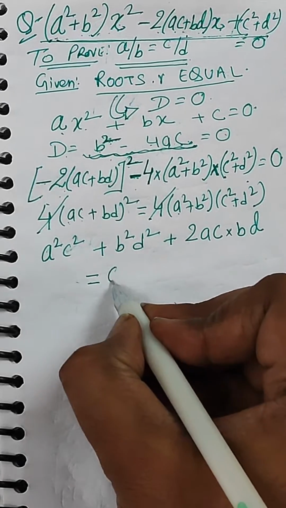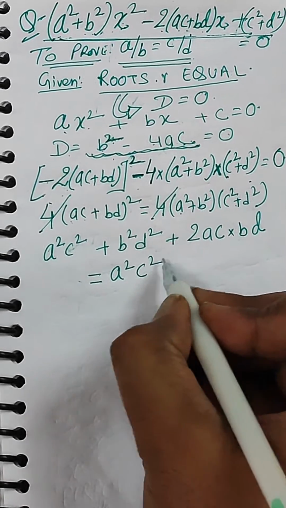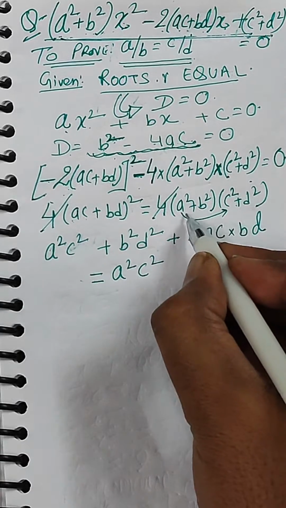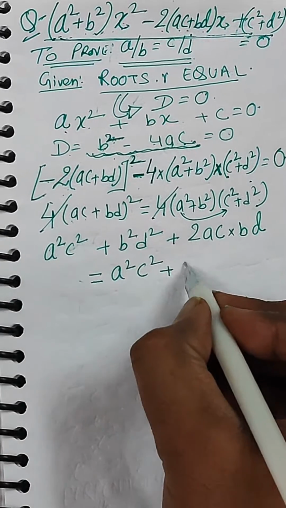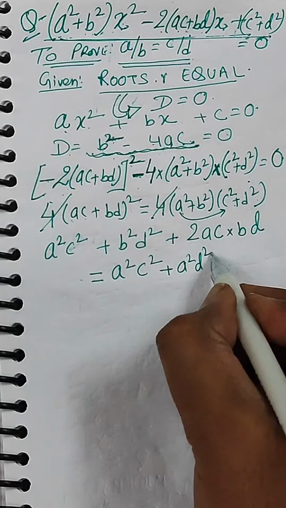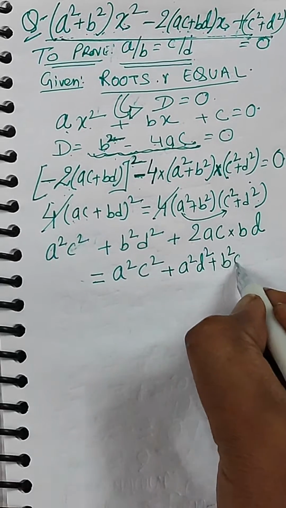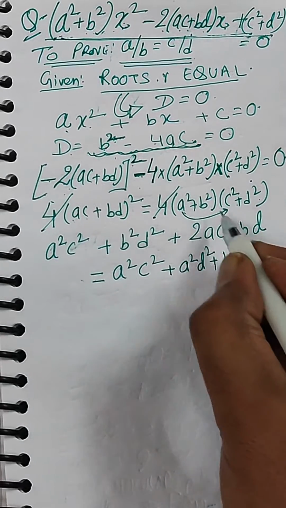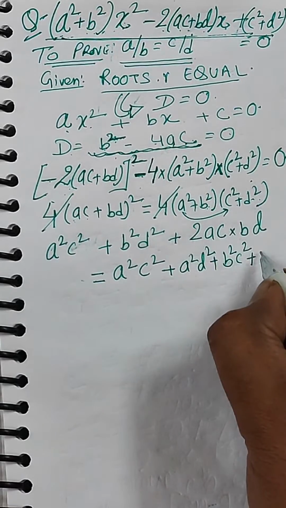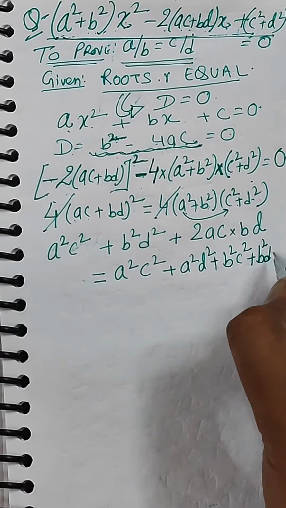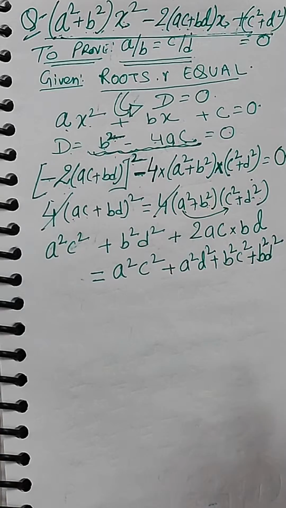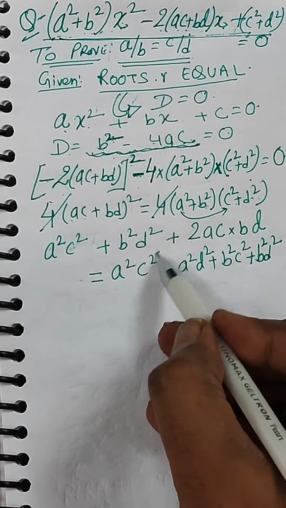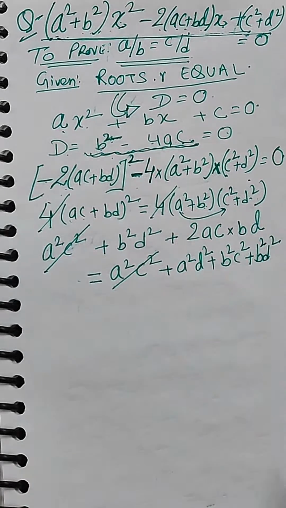So this will be a square c square and a square d square plus b square c square plus b square d square. Right? Now here you can see a square c square and a square c square are cancelled out.